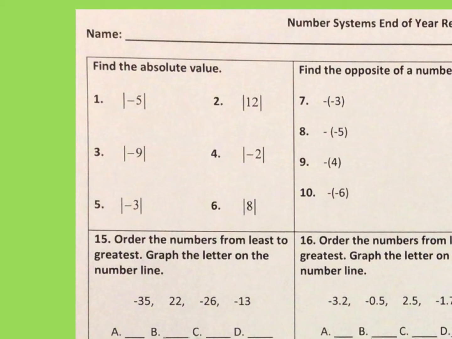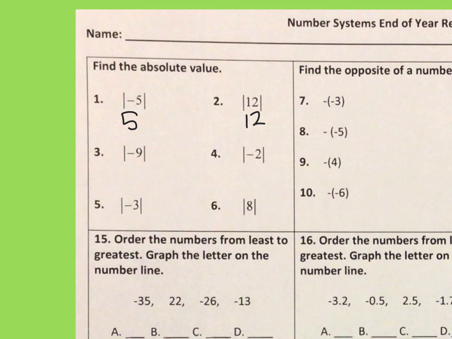So let's take a look at number 1. Number 1 says the absolute value of -5. Well, how far away is -5 from 0? It's 5. So the answer is 5. Okay, and I'm going to look at number 2. Number 2 says the absolute value of 12. Well, how far away is 12 from 0? It's 12. So the answer is 12.